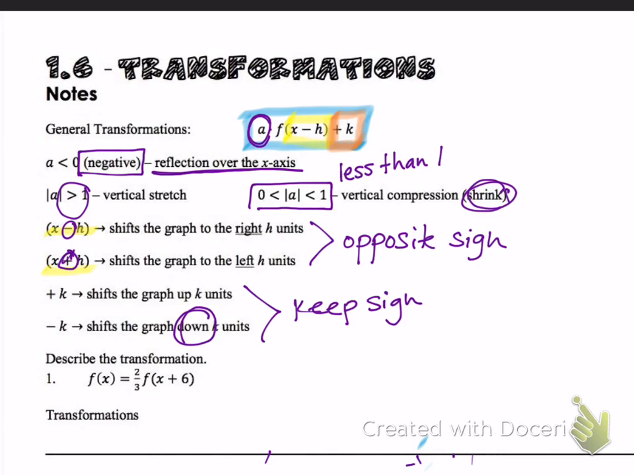So these are all types of transformations. We're never going to say that it reflects the y-axis because we don't learn that transformation in this class. So the only one that you need to know is the reflection of the x-axis.